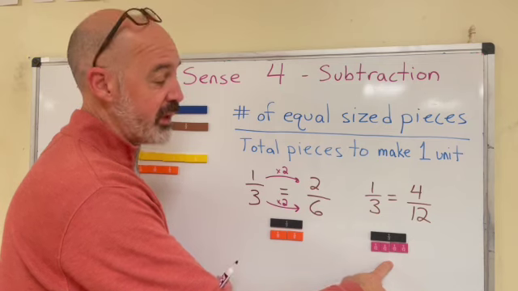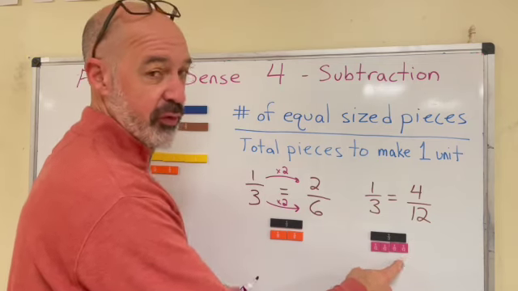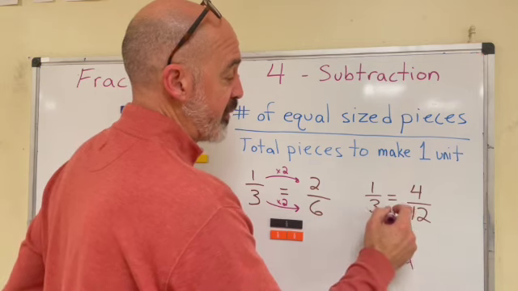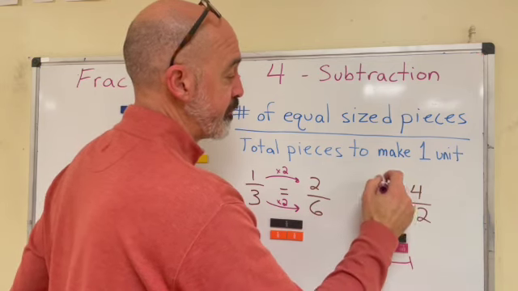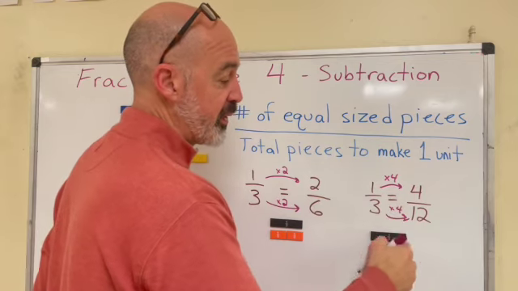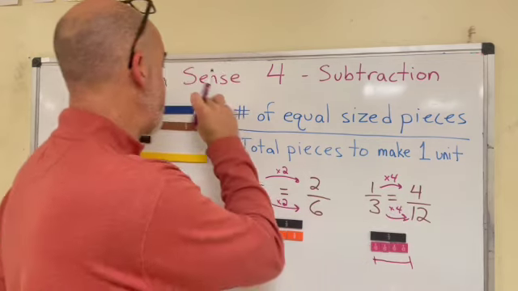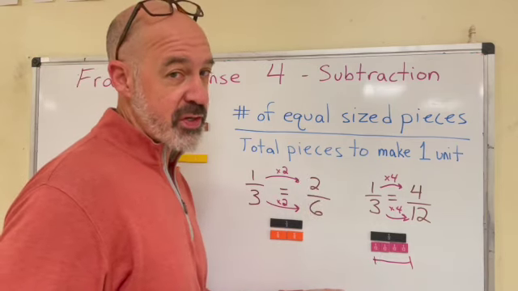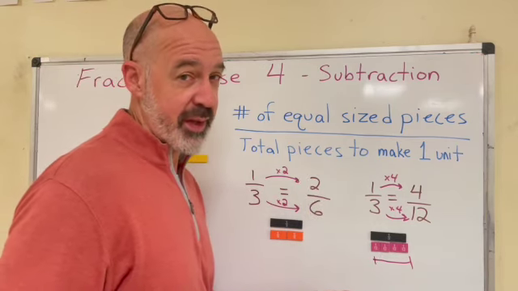As opposed to over here, where 1/3 equals 4/12, same amount of space, but the multiplier here is 4, because it takes 4 times as many pieces to make the same amount of good old one whole unit. So make sure your child has some strong understanding of that.